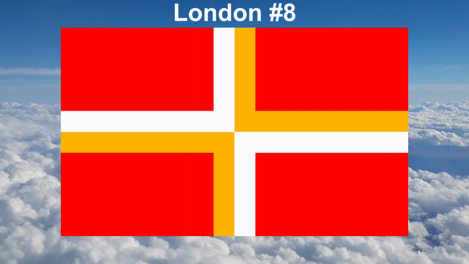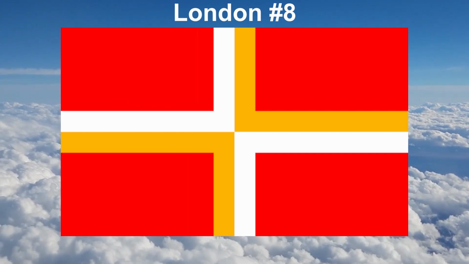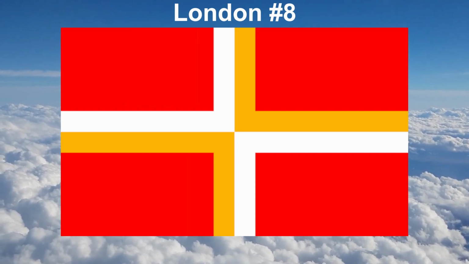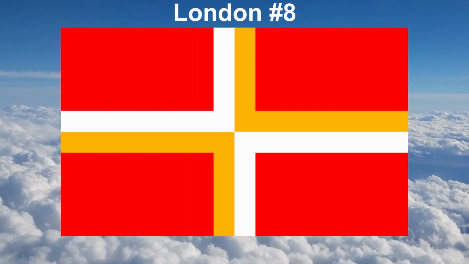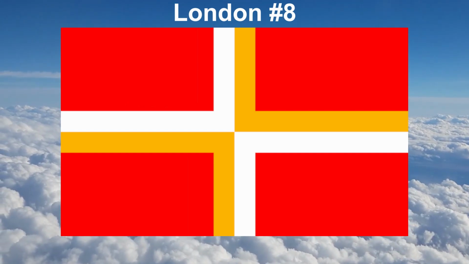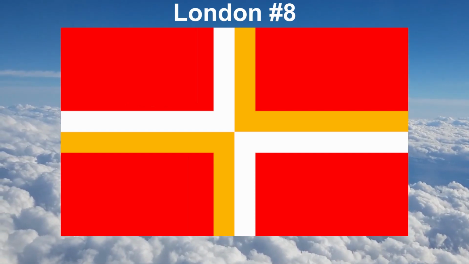Red symbolizes the rich cultural history of the area. White represents nobility. Gold symbolizes ambition. The cross represents St. Paul, who is the patron saint of the city. The flag is called the Cross of St. Paul in keeping with the UK tradition of naming flags after saints.